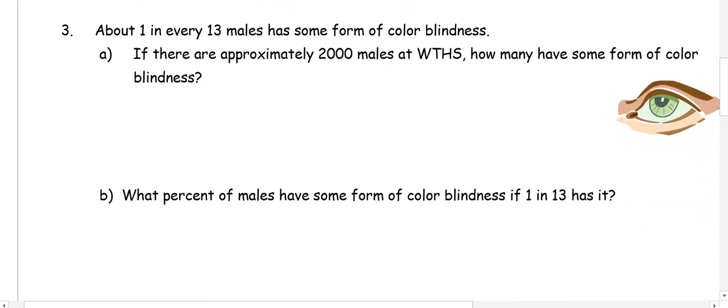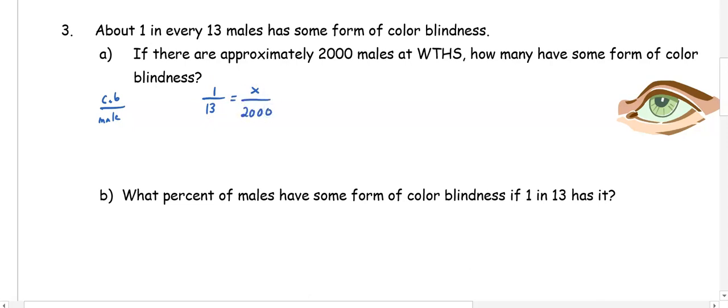Number 3, did you know color blindness affects males more than females? About 1 in every 13 males has some form of color blindness. If there are 2,000 males at WTHS, how many of them have some form of color blindness? So we are comparing the color blindness to the total males. So there's 1 colorblind out of every 13 males. So we have x over 2,000.